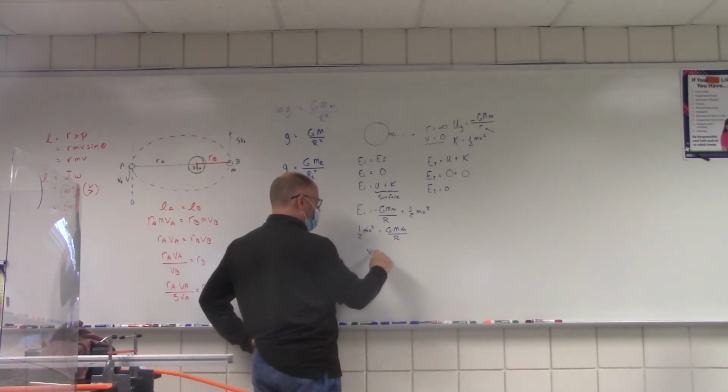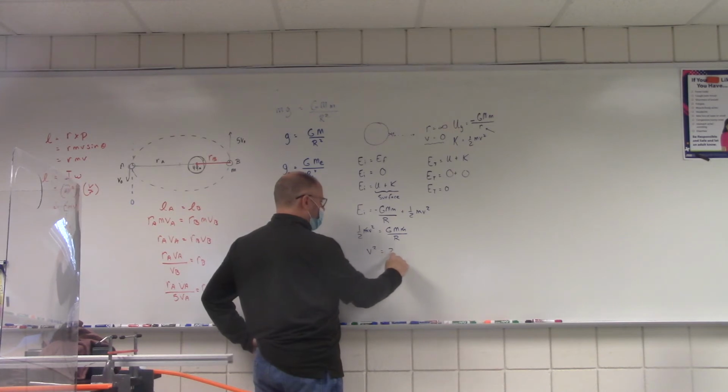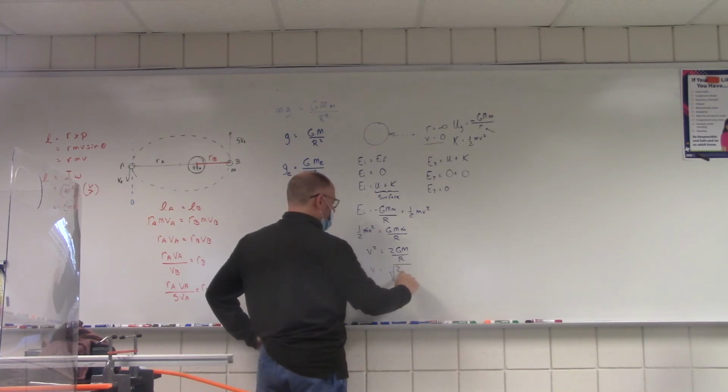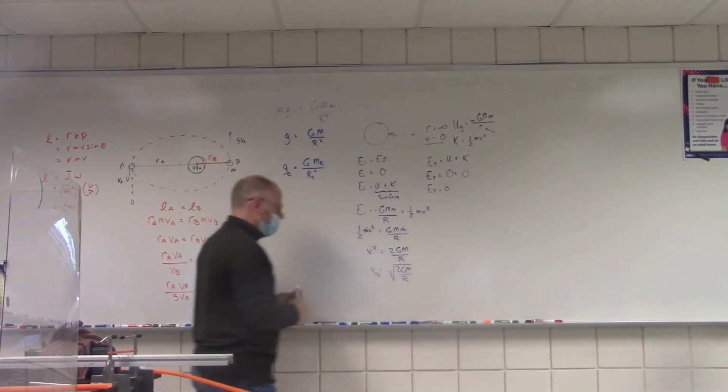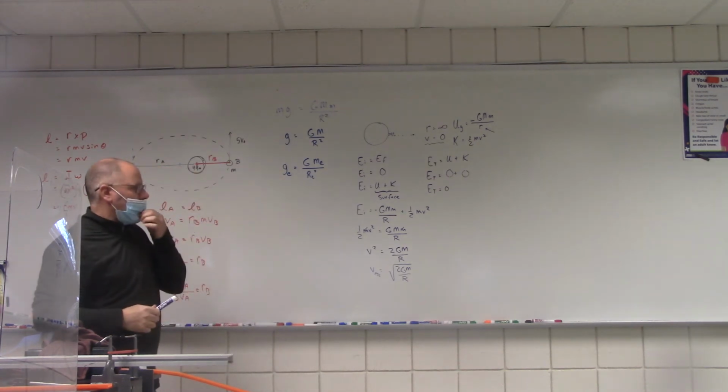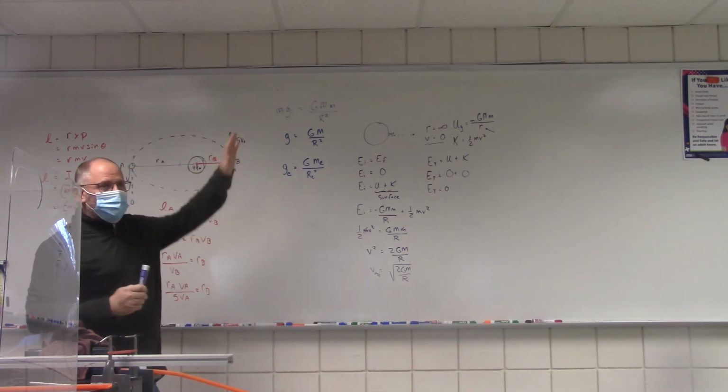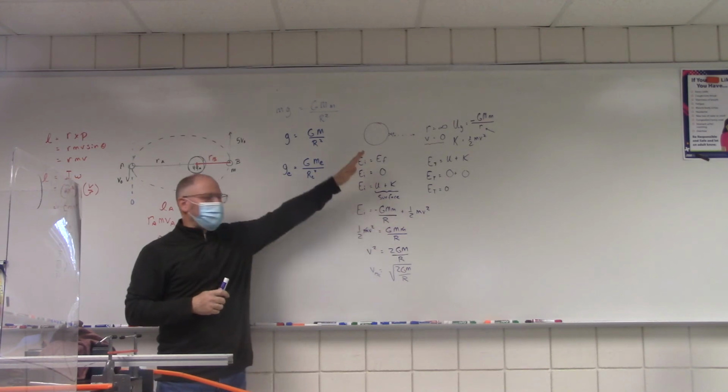V squared is equal to 2 big G, big M, all over R. Therefore, V is equal to the square root of 2GM all over R. And this is the escape velocity. All right, you guys got that? This is something that you'll need to be able to understand.